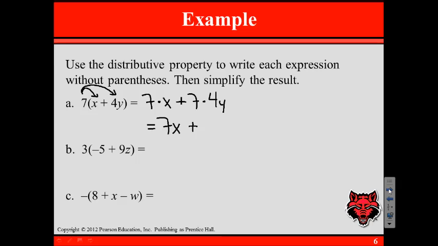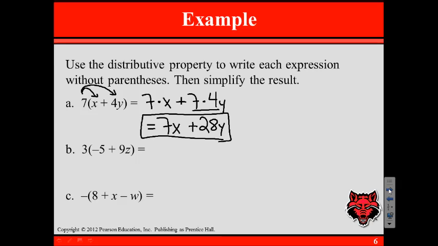we want to multiply 7 times 4, and remember, that's okay. We can do that because of the associative property. It doesn't matter what order we multiply. 7 times 4 is 28. We're also multiplying the y, although we don't have to write the multiplication symbol. So 7 times the sum of x plus 4y is 7x plus 28y.